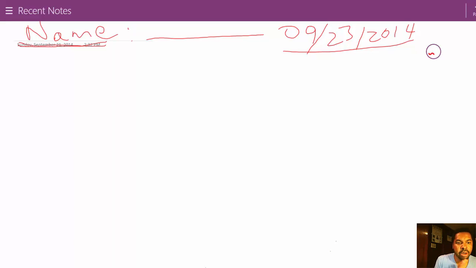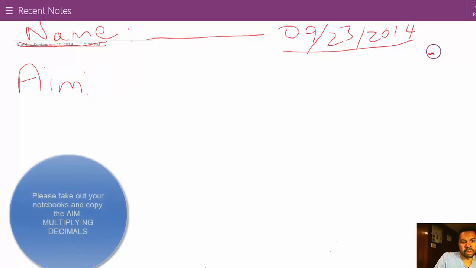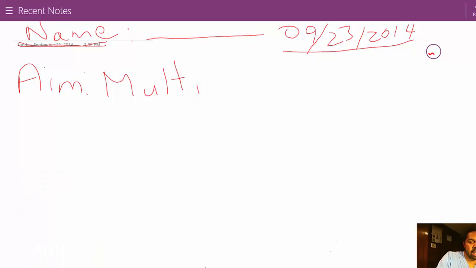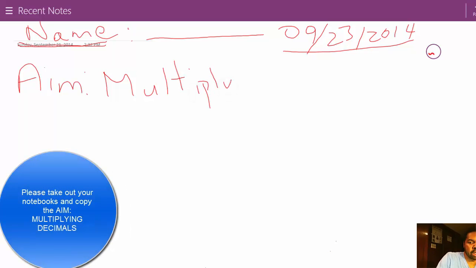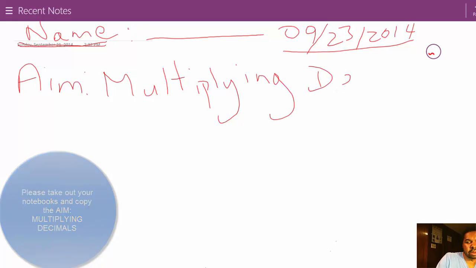Okay, so today we are studying multiplication of decimals. Please take out your notebooks and copy your aim, and let's get ready to do the do now. The aim is multiplying decimals. That's what we want to do today.